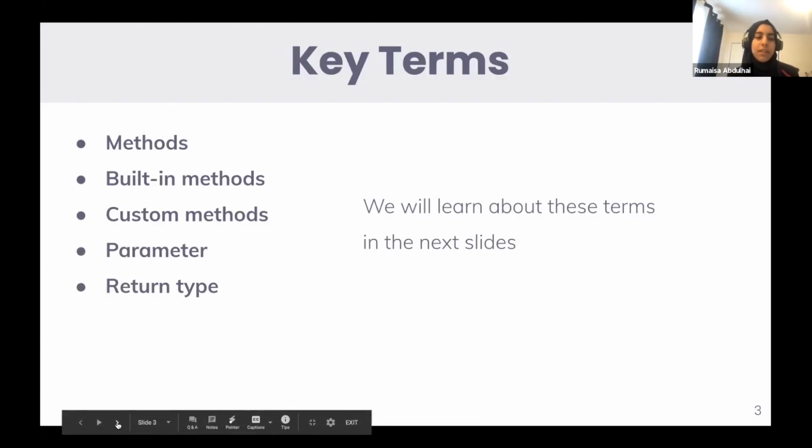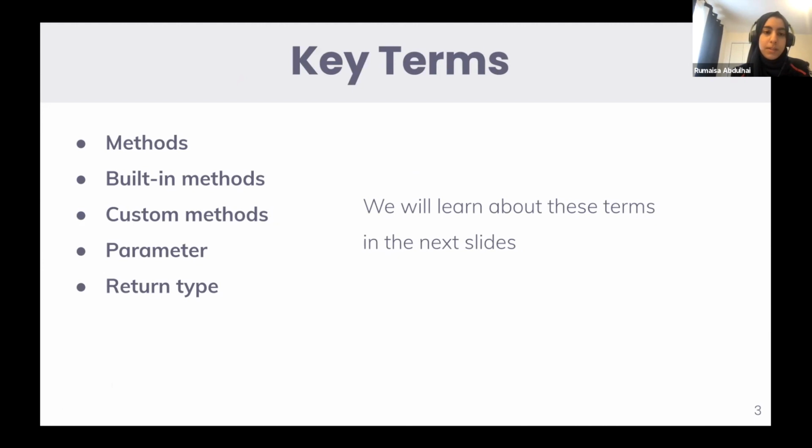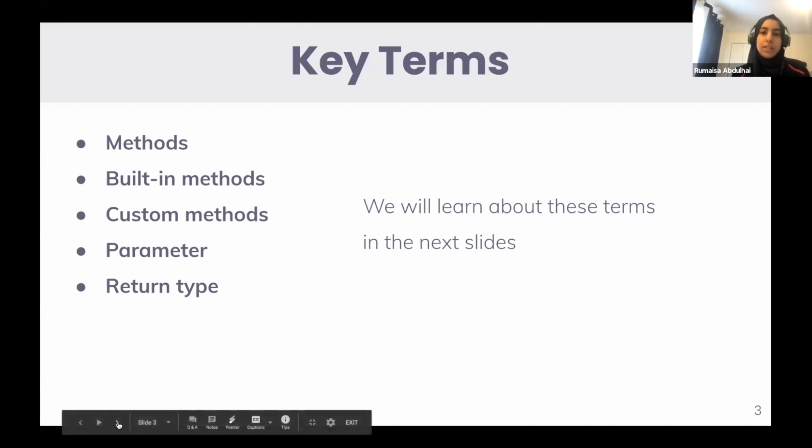So these are the key terms that you need to know. So methods, built-in methods, custom methods, parameter, and return type. And we're going to go over all of these terms. So just keep these at the back of your mind. Just remember that these are words that we're going to learn throughout the lesson.